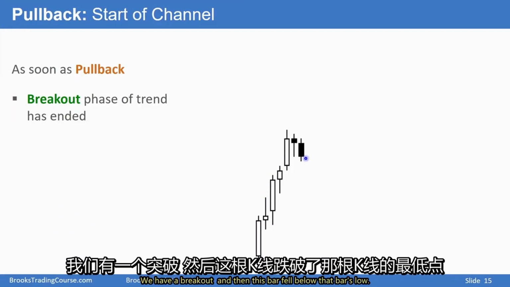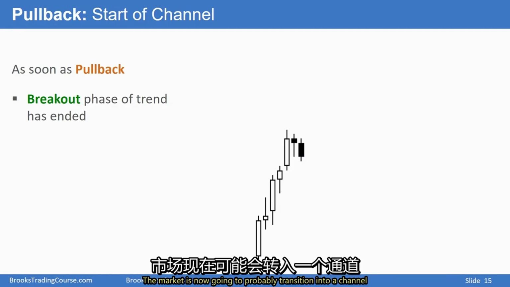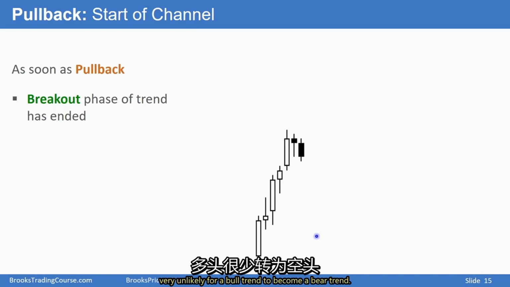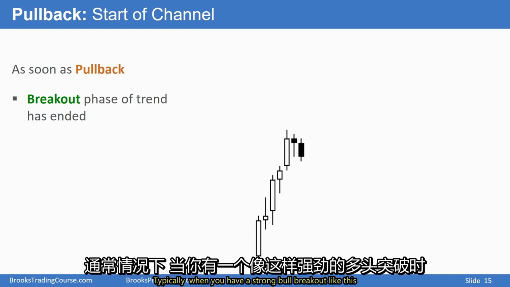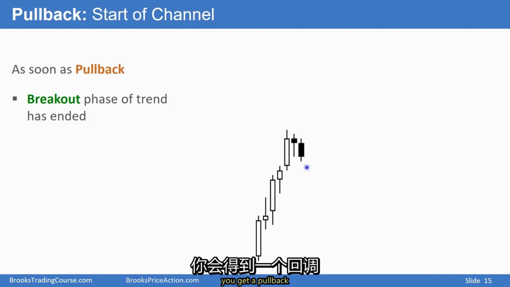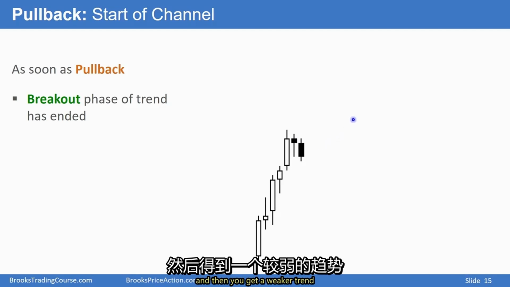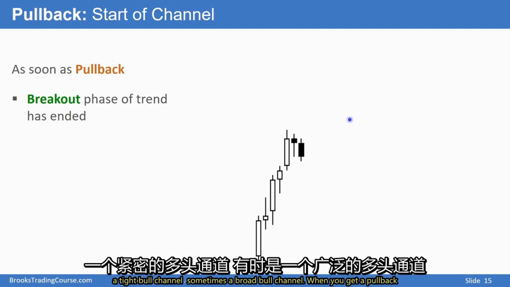We have a breakout, and then this bar fell below that bar's low. The market is now going to probably transition into a channel. Very unlikely for a bull trend to become a bear trend. Typically, when you have a strong bull breakout like this, you get a pullback, and then you get a weaker trend, a tight bull channel, sometimes a broad bull channel.